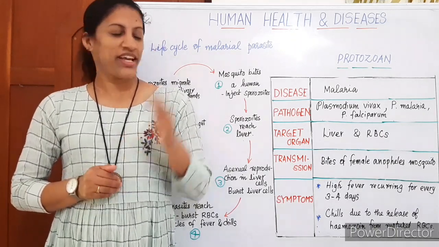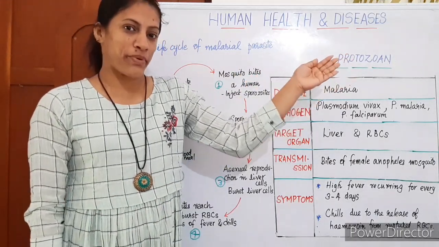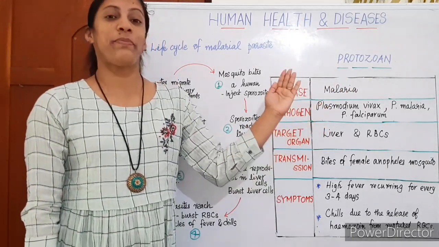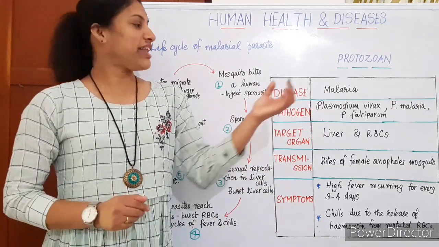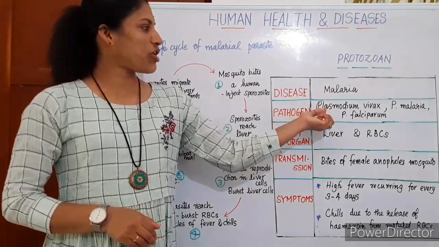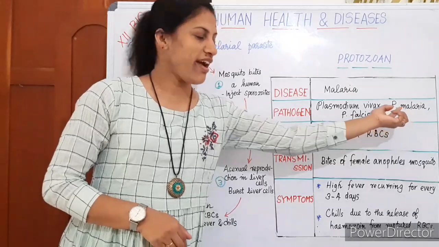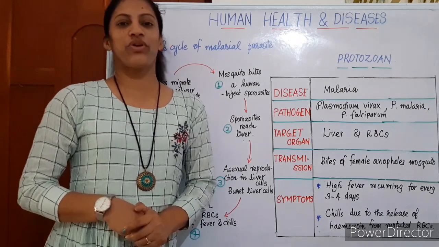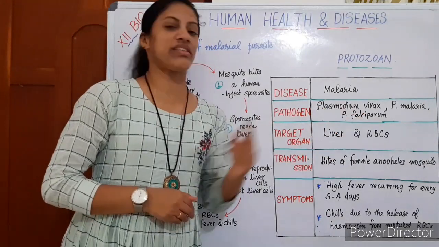The first one, malaria. The disease malaria is caused by a protozoan. The protozoan's name is Plasmodium. So Plasmodium causes malaria, and there are 3 main species of Plasmodium causing malaria. The most common, Plasmodium vivax. Then second one, Plasmodium malariae, and the third one, Plasmodium falciparum. Among these, the most common is Plasmodium vivax, whereas the most lethal, most dangerous one is Plasmodium falciparum.